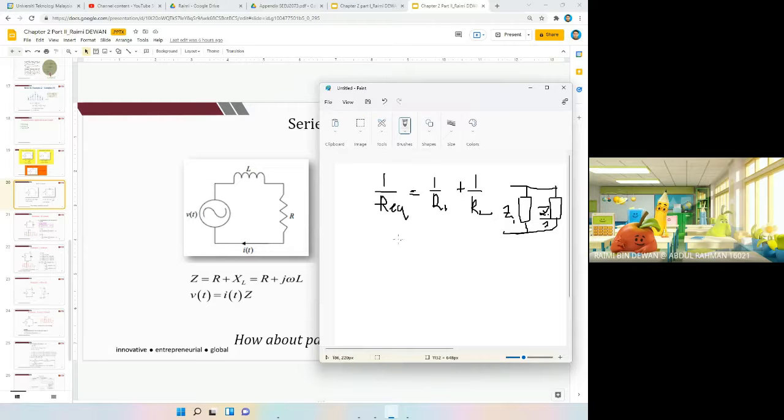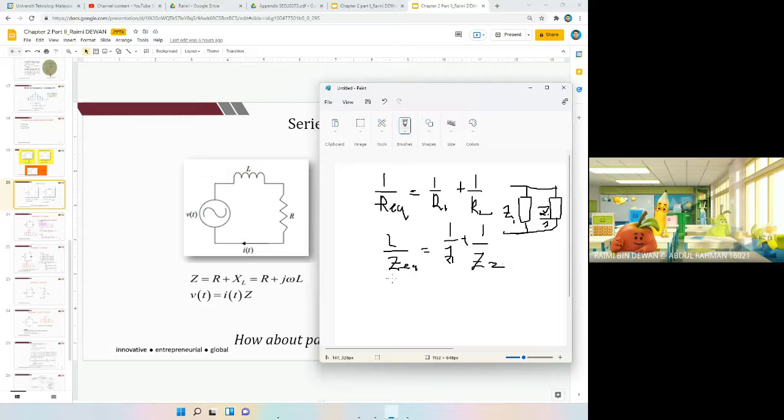So 1 over Z equivalent is 1 over Z1 plus 1 over Z2. Sorry, it's a bit difficult using this. I hope you guys can still see my handwriting.